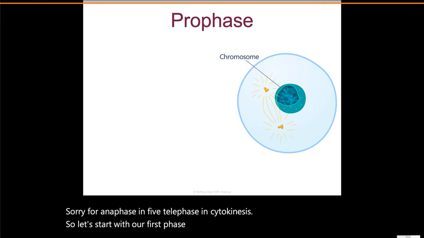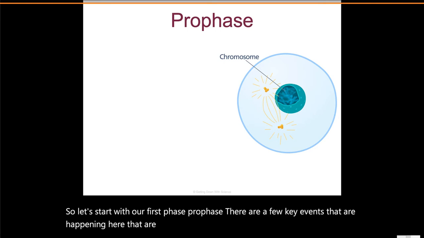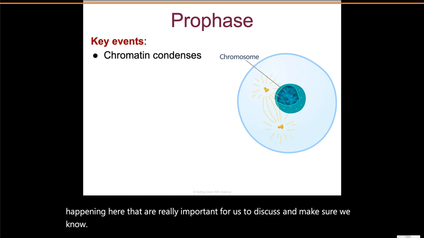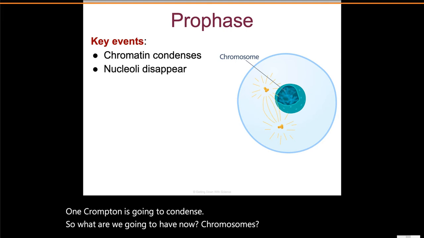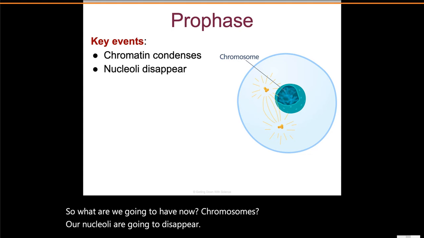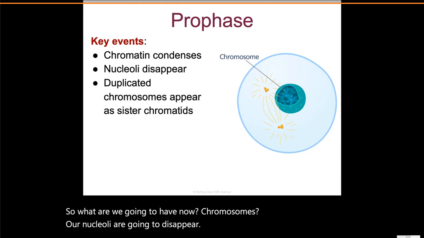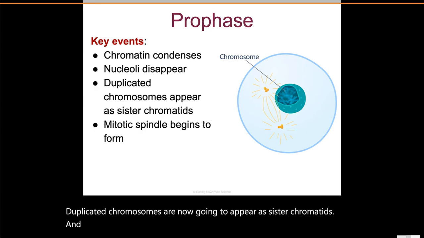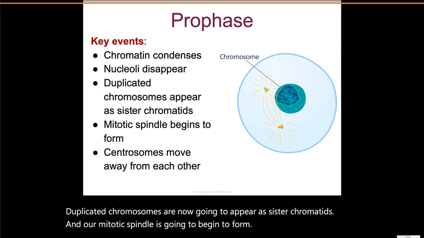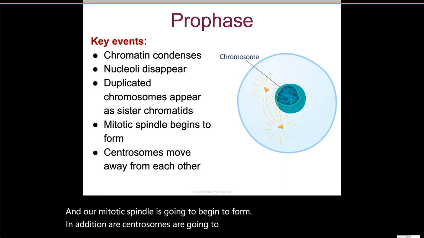There are a few key events that are happening here that are really important for us to discuss and make sure we know. 1, chromatin is going to condense. So what are we going to have now? Chromosomes. Our nucleoli are going to disappear. Duplicated chromosomes are now going to appear as sister chromatids, and our mitotic spindle is going to begin to form. In addition, our centrosomes are going to be moving away from each other.